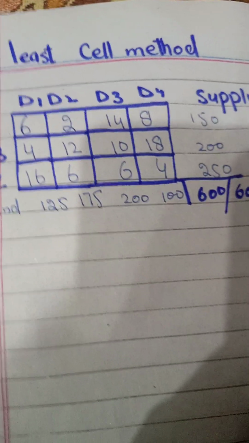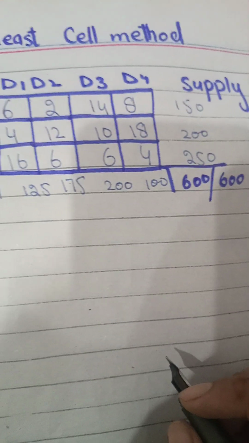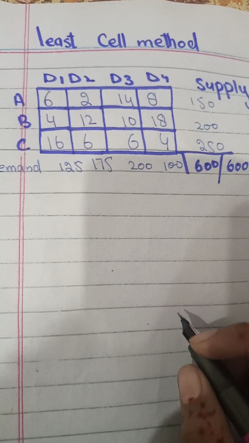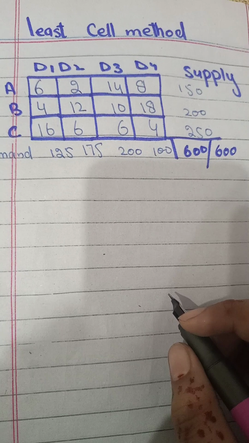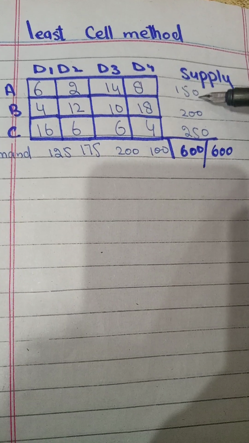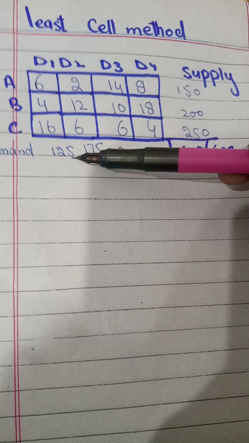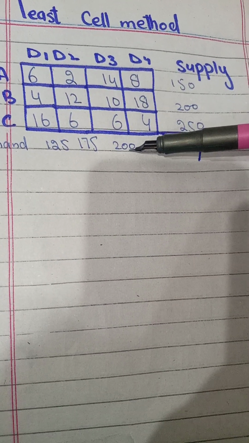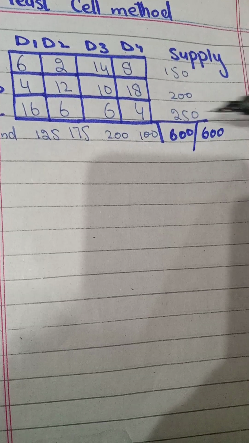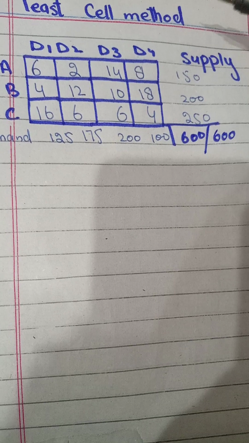We have to solve a problem by the least cell method. First of all, we take an overlook and decide whether this is balanced or unbalanced. The sum of 250, 200 and 150 is 600. And 300, 500 and 100 is also 600. This is the balanced form of the least cell method.